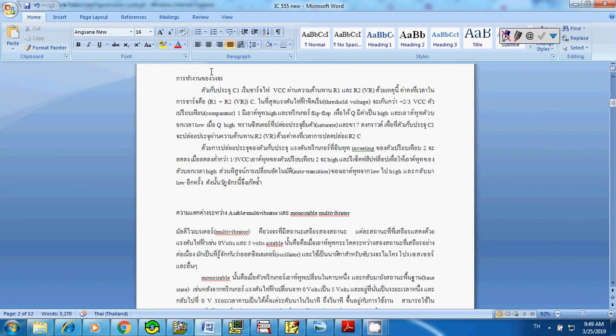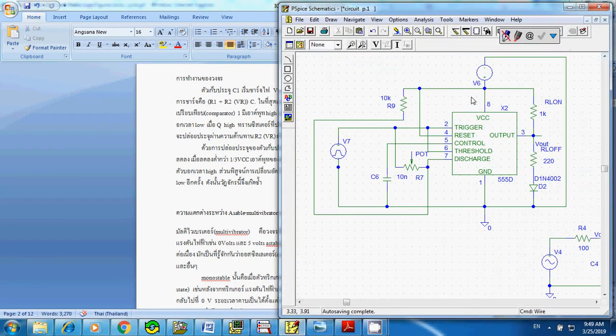Next, I'll explain how the circuit works. This circuit is from PSpice. This is the 8-pin IC555, and I use the 555D. You can see that you have 8 pins. Start from pin 1, that's ground, pin 2 is trigger, 3 is V out, 4 is reset, 5 is the control pin, 6 is the threshold pin, 7 is the discharge pin, and the last one, 8, is the supply voltage pin or VCC.